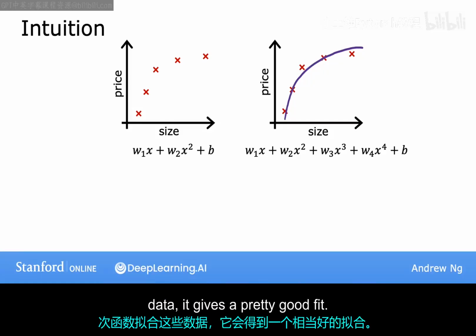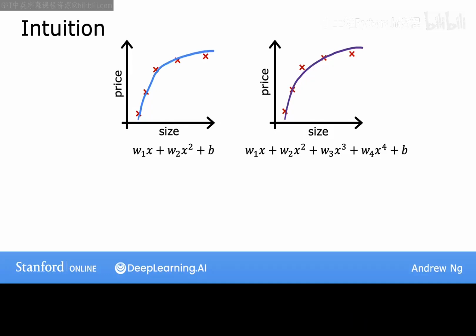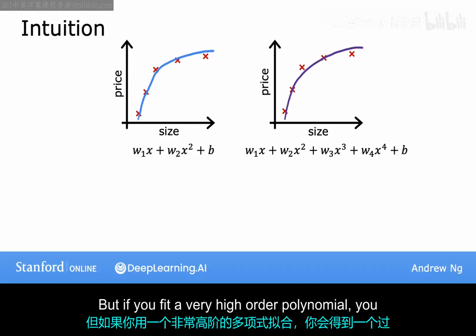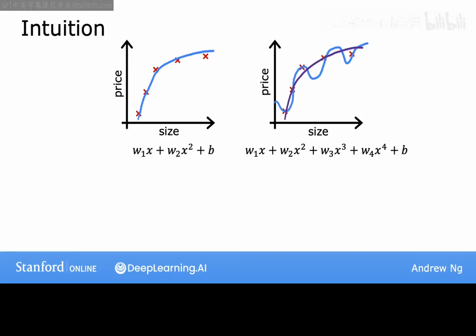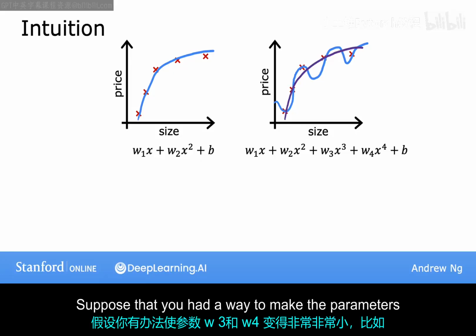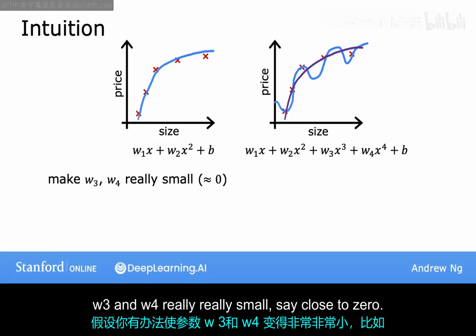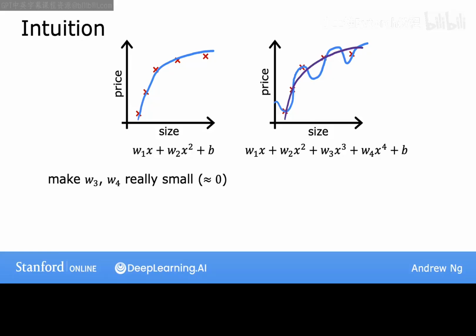function to this data, it gives a pretty good fit. But if you fit a very high order polynomial, you end up with a curve that overfits the data. But now consider the following. Suppose that you had a way to make the parameters w3 and w4 really small, say close to 0.